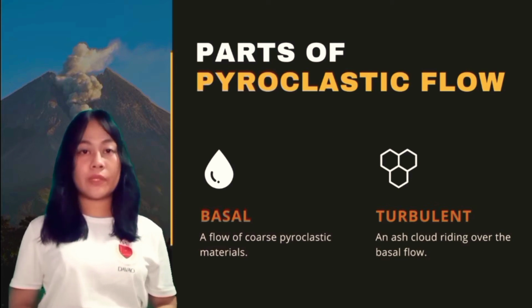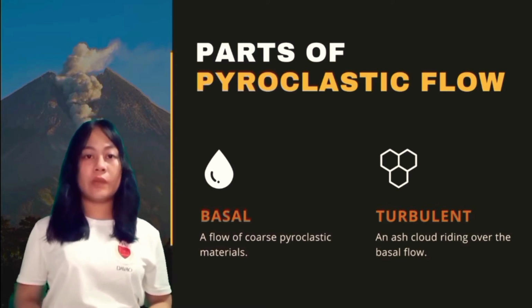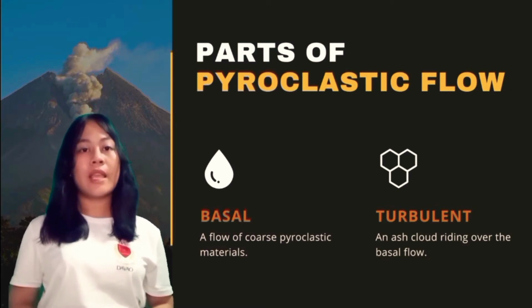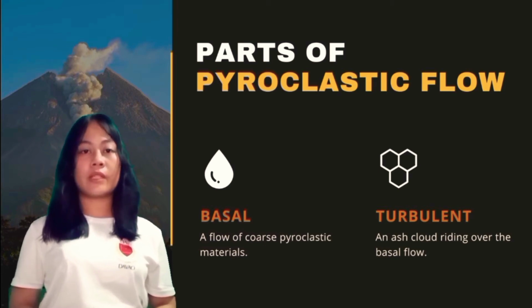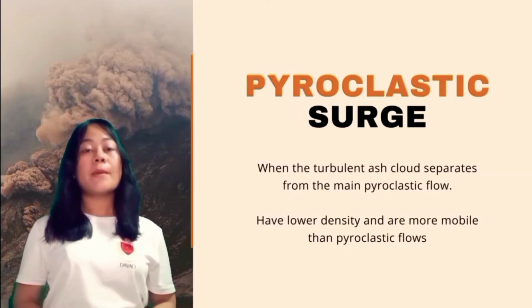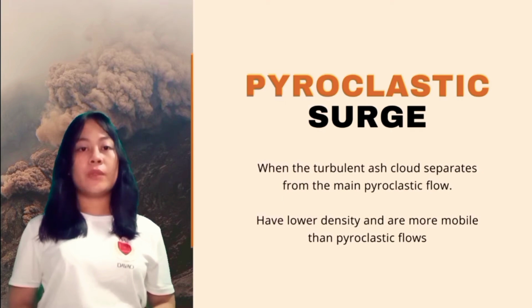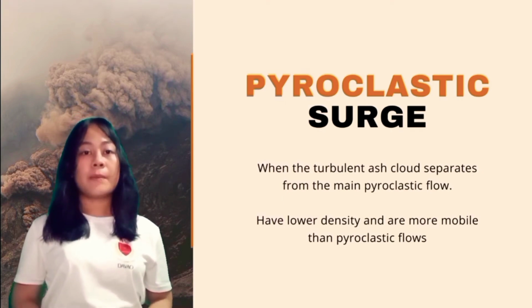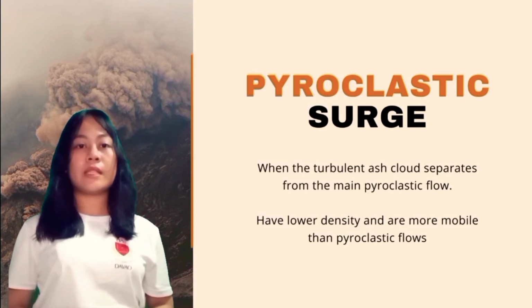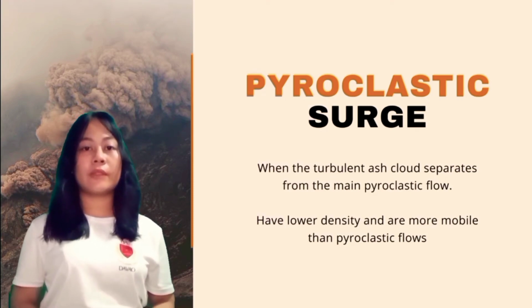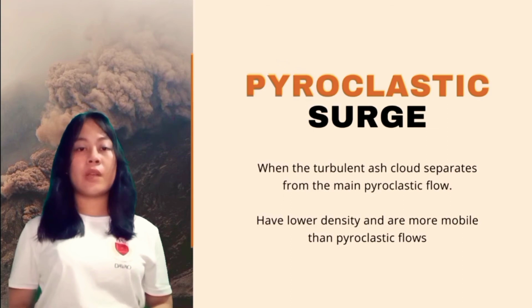Pyroclastic flows are composed of two parts: a basal flow of coarse pyroclastic materials, and a turbulent ash cloud riding over the basal flow. A pyroclastic surge happens when the turbulent ash cloud splits from the main pyroclastic flow. Pyroclastic surges have lower density and are more mobile than pyroclastic flows due to their higher ratio of gas to tephra.